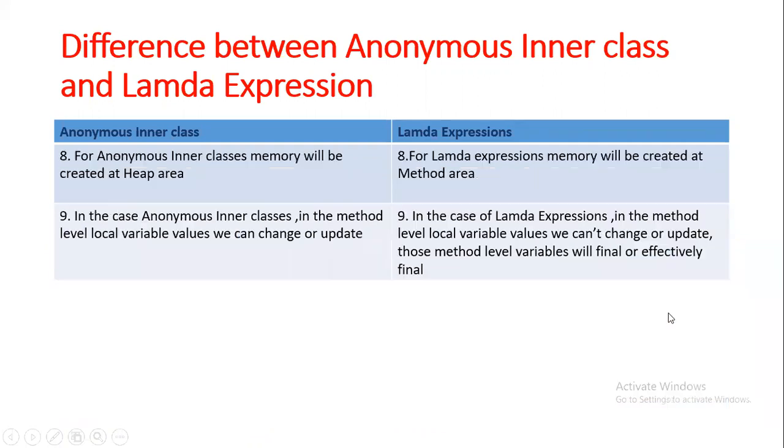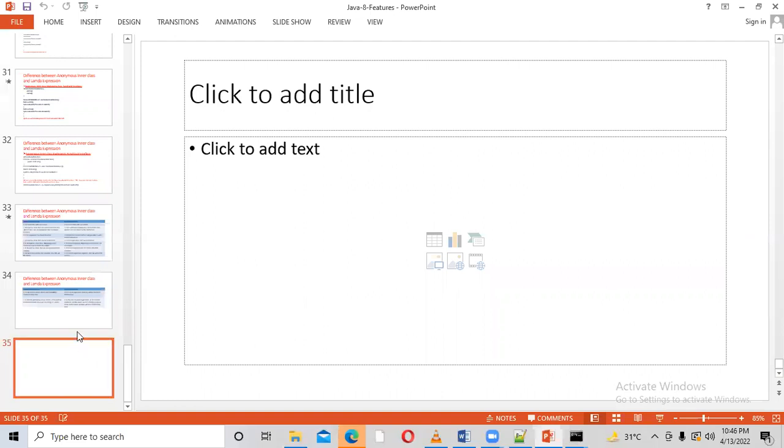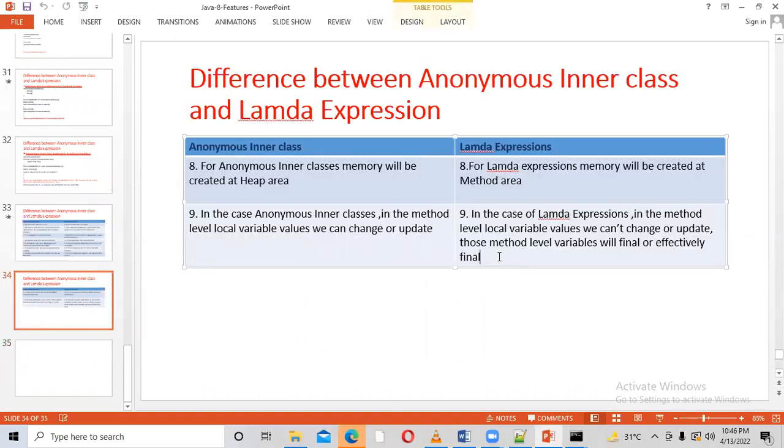Now, for anonymous inner classes, where will memory be created? In the heap area, memory will be created. In the case of lambda expression, memory will be created at the method area. In the case of anonymous inner class, the method level local variables we cannot change or update. So in this point, both are the same. No difference.